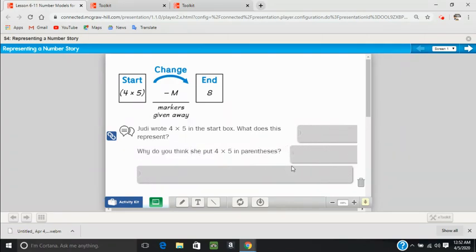Next, why do you think she put 4 times 5 in parentheses? Well, from previous lessons that you've learned, you should think that that is what needs to be done first. That's also why it's in the start. And finally, we're going to look at why Julie wrote 8 in the end box. What does that number represent? Yes, 8 is how many she had left over at the end. If you remember, it said that she had 8 markers left at the end.